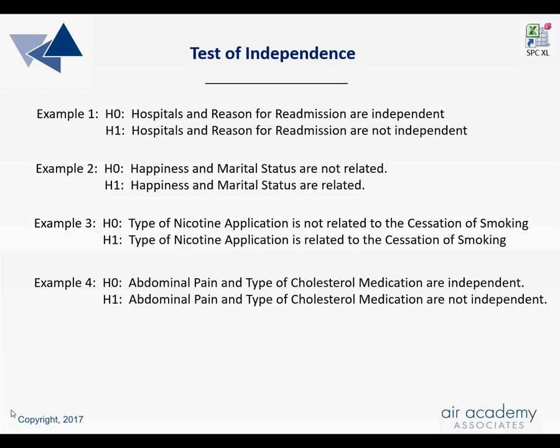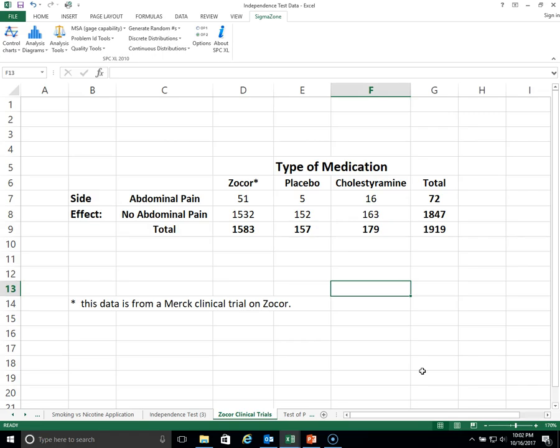The last example we'll address here is concerning the effect of a cholesterol medication that is a side effect, whether we have abdominal pain or we don't. So we're going to check to see if the cholesterol medication in this case is related to abdominal pain. This data comes from a Merck clinical trial on Zocor. Merck manufactures Zocor. It's a medication I'm personally on, so I was interested in this study, so I went out and took a look at it.